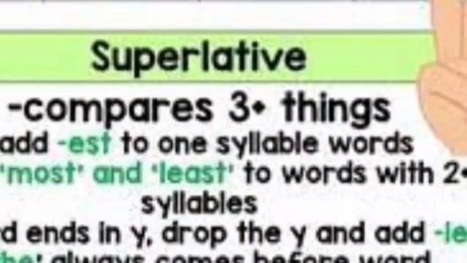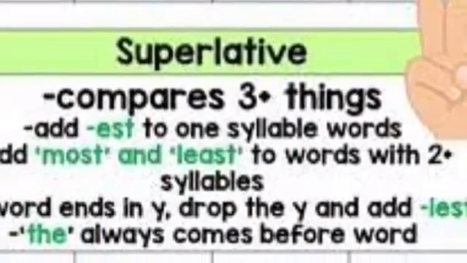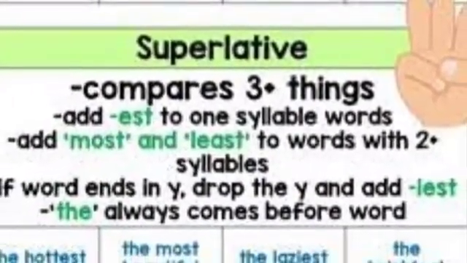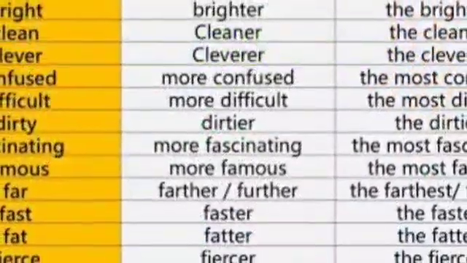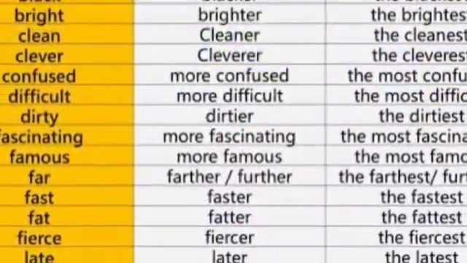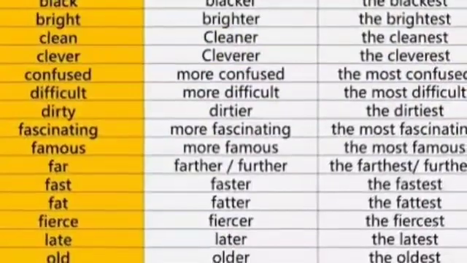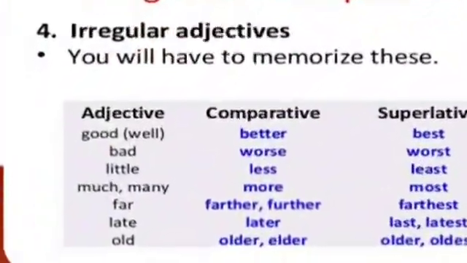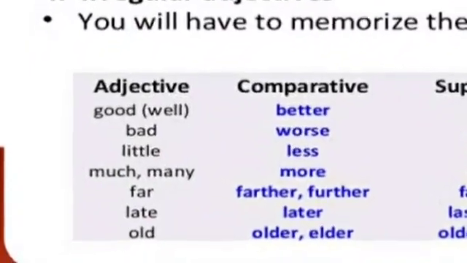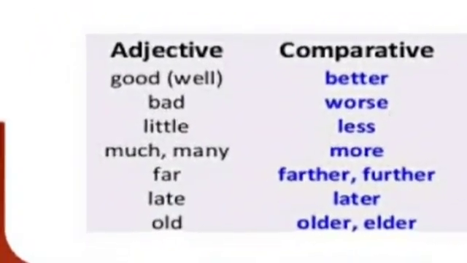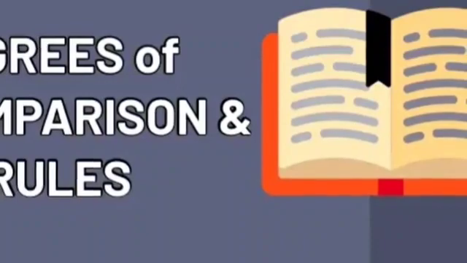Beautiful, most beautiful. So adjectives in superlative form can be formed by adding -est. A list of adjectives in different degrees of comparison is given; you can go through it. There are also some irregular comparisons, where the words change entirely while moving from one degree to the other. Next we are going to see the rules.